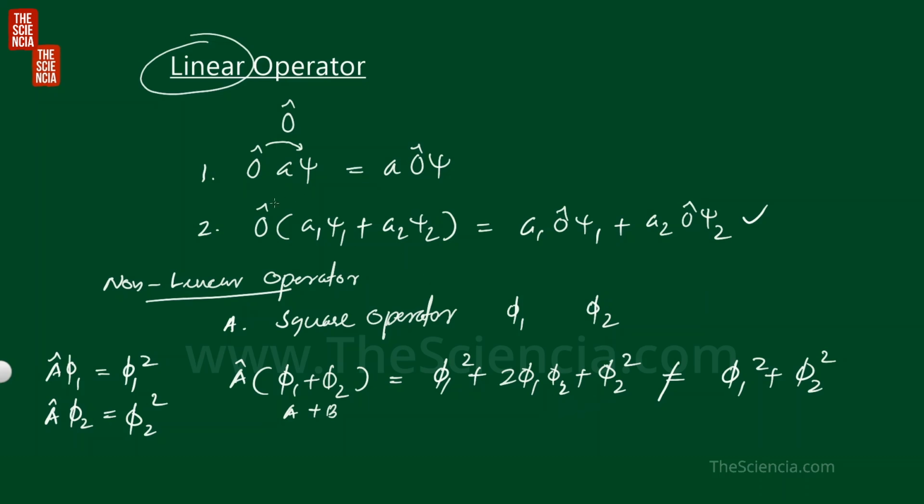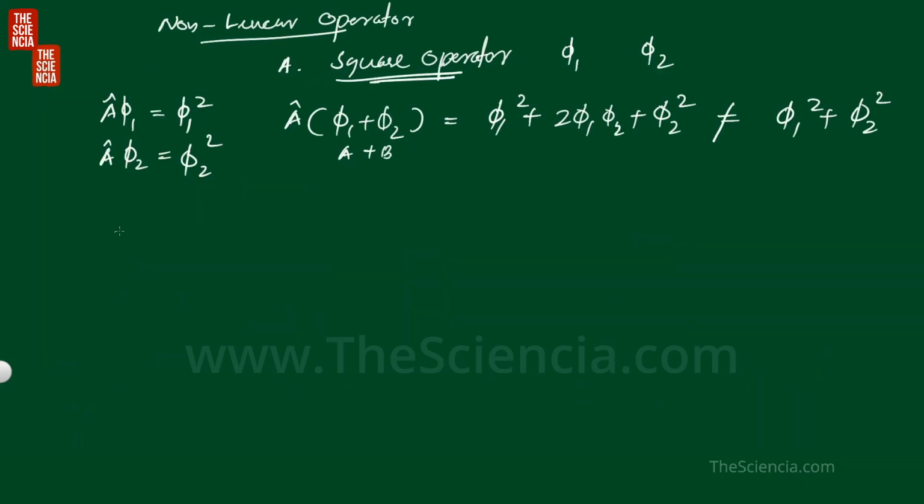Here the operator cannot be taken into the bracket individually, because it is operating over the total, that is psi 1 plus psi 2. So this square operator is definitely not a linear operator. Another example, a sine operator.